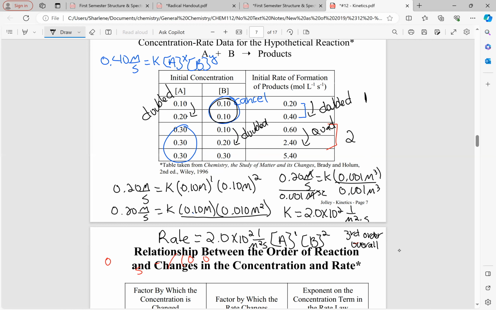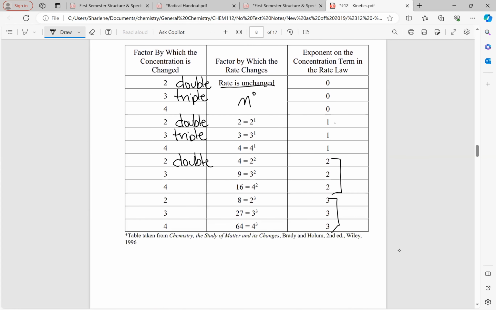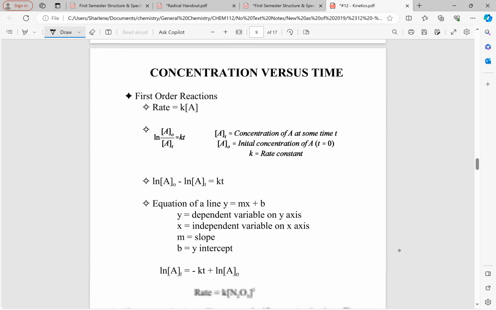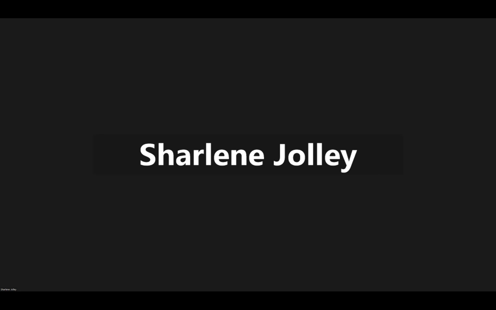Now again, I like to do that as a double check, but I always do the math because, as we know, trying to do ratios like that in my head is just not a good thing. But this is here to help you if it works. If not, the math will always be there for you. All right, that takes care of trying to figure out all of those variables in the rate law. Until next time, Jolly out.